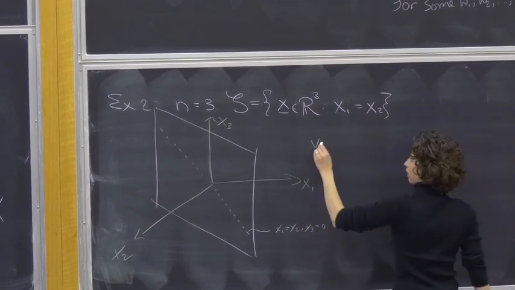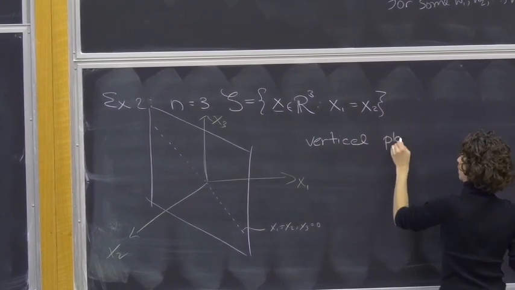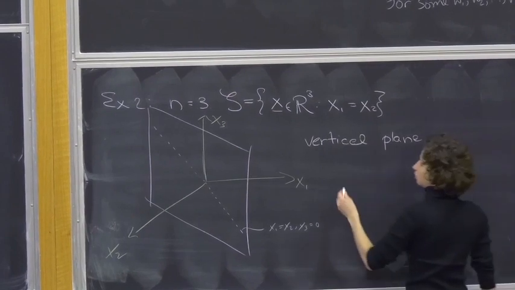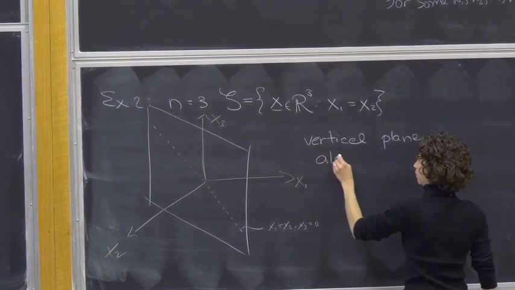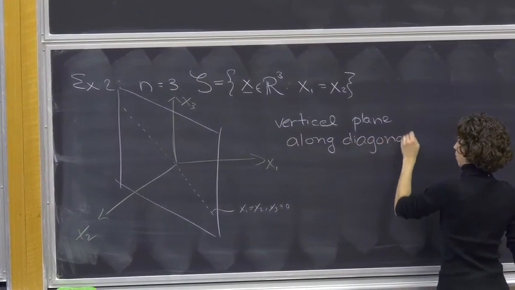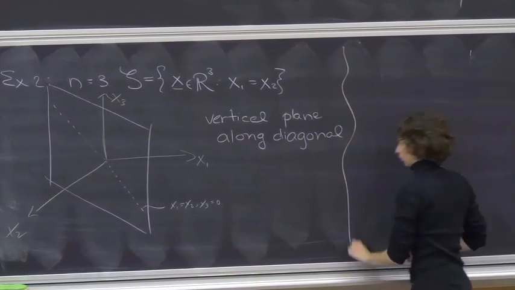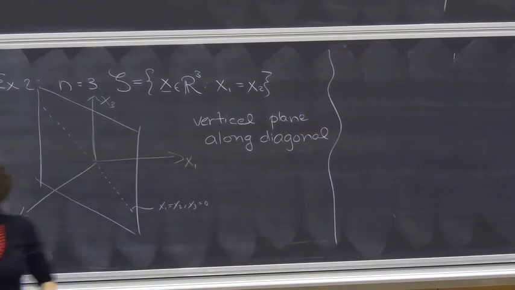So it's hard to draw these things. Vertical plane along the diagonal. Any questions?